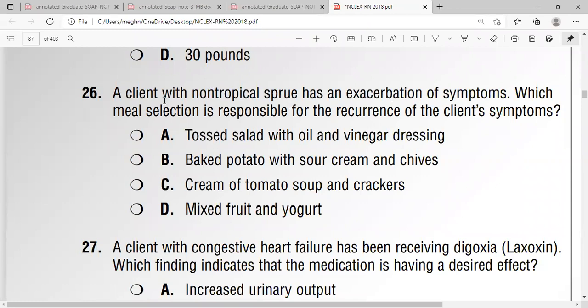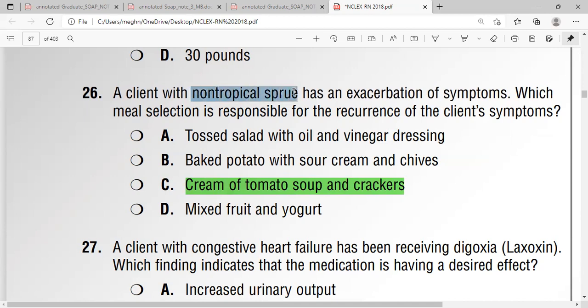So which meal selection is responsible for the recurrence, right? The correct answer is number C, the cream of tomato soup and crackers. Why? The symptoms of non-tropical sprue, this is the keyword, my patient has it.